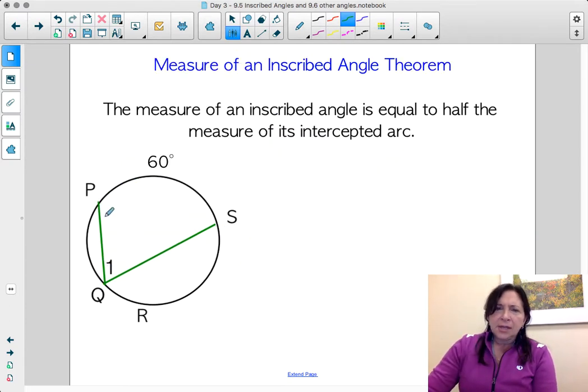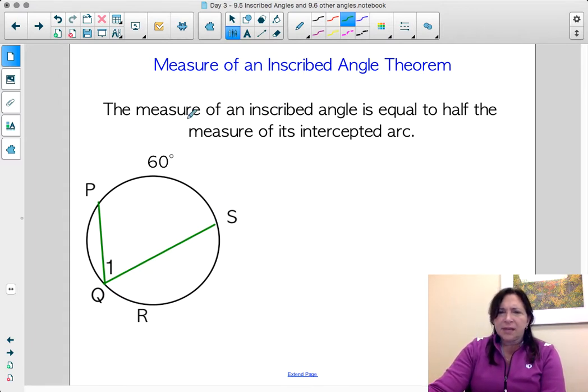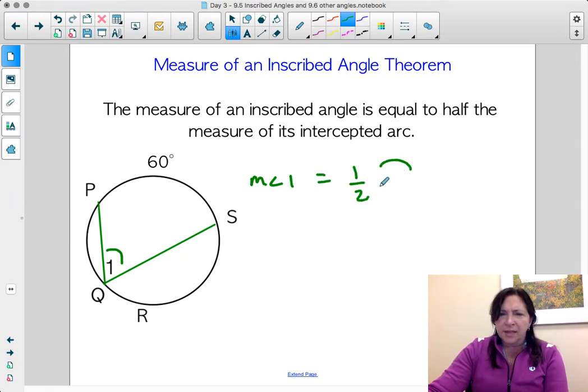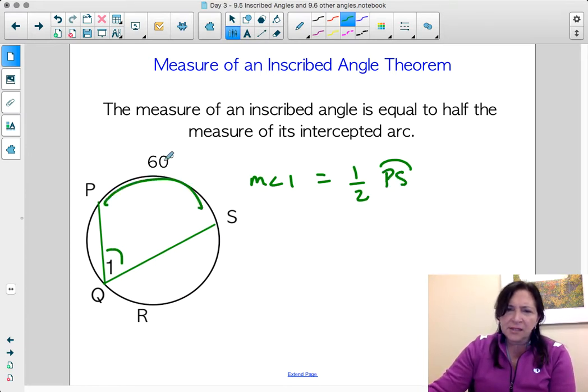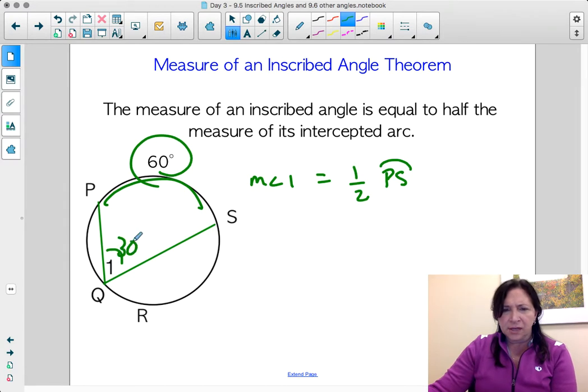The measure of an inscribed angle theorem means that the measure of the inscribed angle, so the measure of angle 1, is equal to half of the intercepted arc. So we'll say that's half of PS. So if PS is 60 degrees, this angle in here is 30.